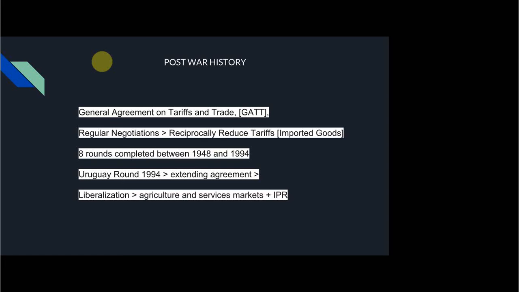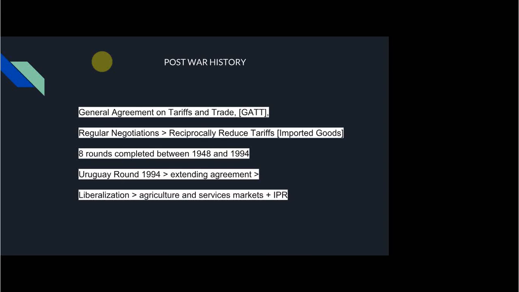IPR is intellectual property rights, okay. So there was an agreement on the trade-related aspects, something called TRIPS, the trade-related intellectual property rights. So they had an agreement on that as well. And so this is what happened in the Uruguay round in 1994.